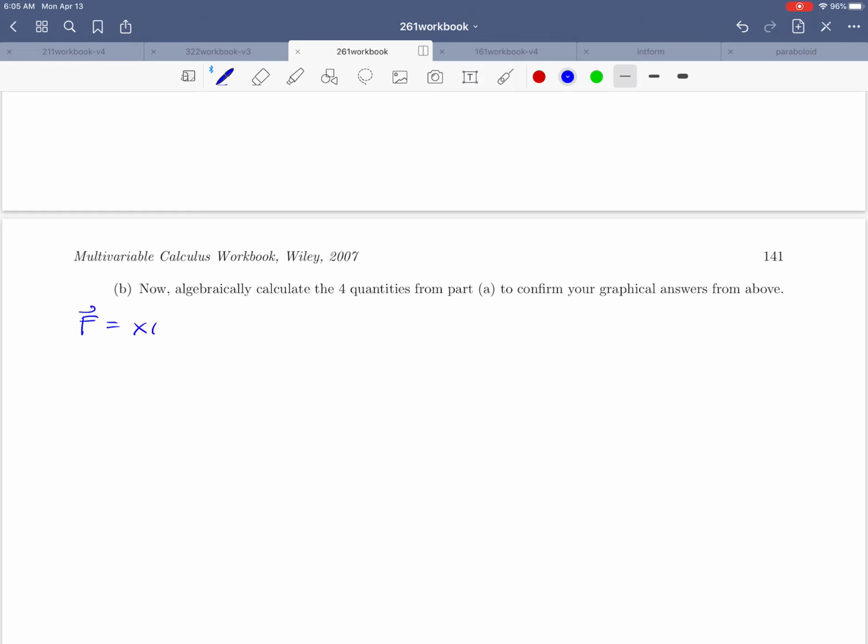So f looked like xi plus yj. That was the f of r equals r. And g looked like just xj. All right, so let's calculate the divergence algebraically here. The divergence of f, using our formula, would just be the partial derivative of the first coordinate with respect to x, plus the partial derivative of the second coordinate with respect to y. So we're going to get 2.